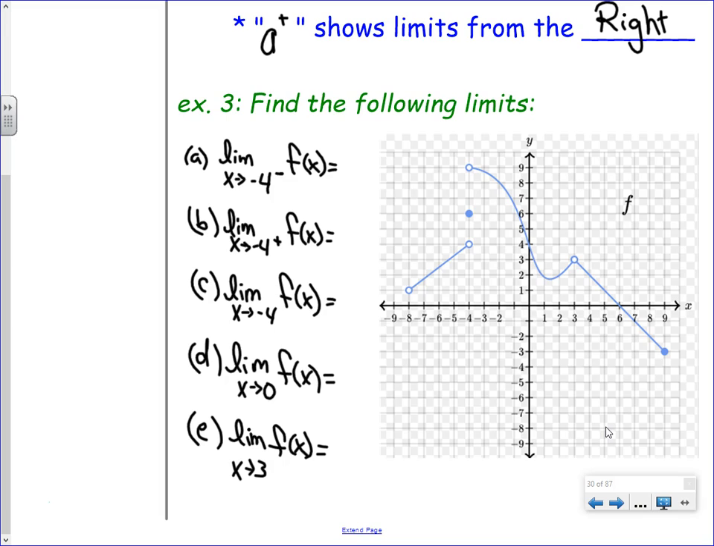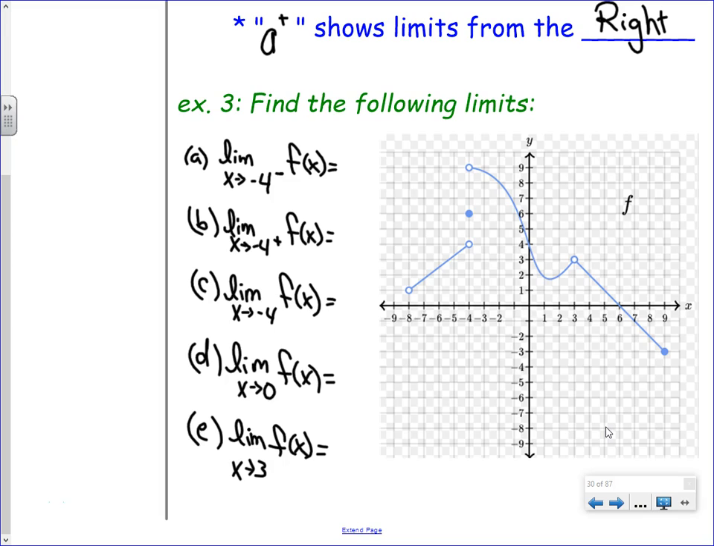What's the intended height at -8? 1? What's the intended height at -4 from below? 4. What's the intended height at -4 from above? 9. This is disgusting. 9. 6 and then 9.